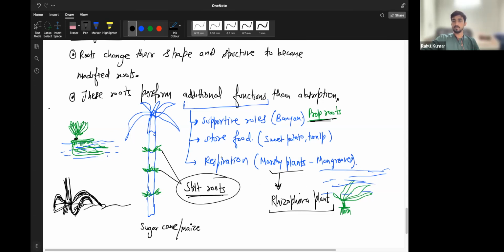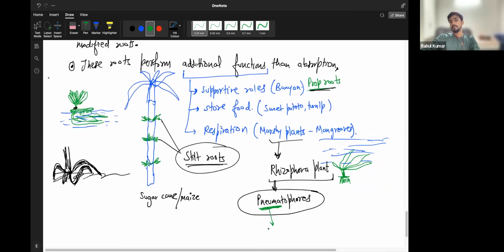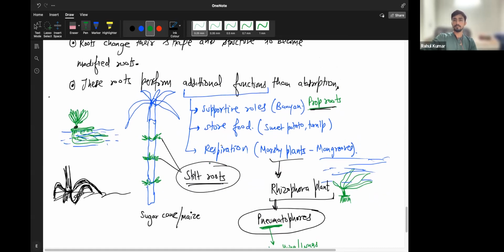In these plants, the roots which help in respiration are called pneumatophores. Let me tell you one thing in biology. The word pneumato or pneuma is associated with breathing or lungs. But since plants don't have lungs, here it will be respiration related. Make sense or no?